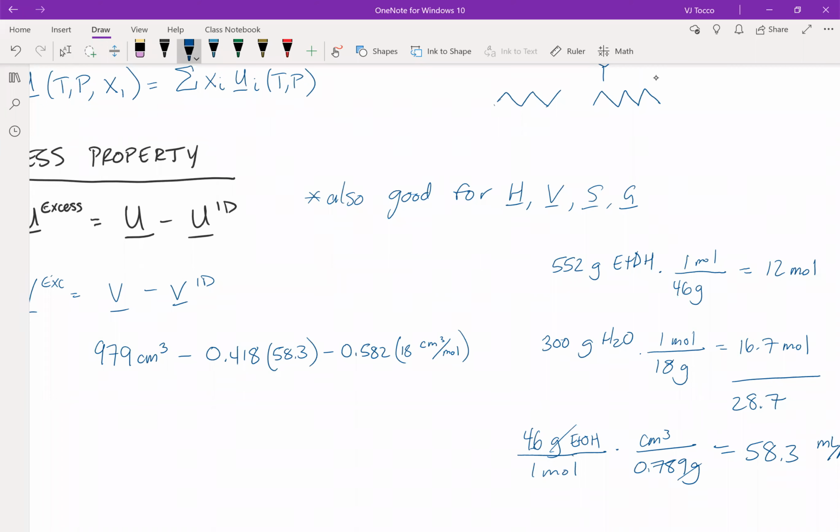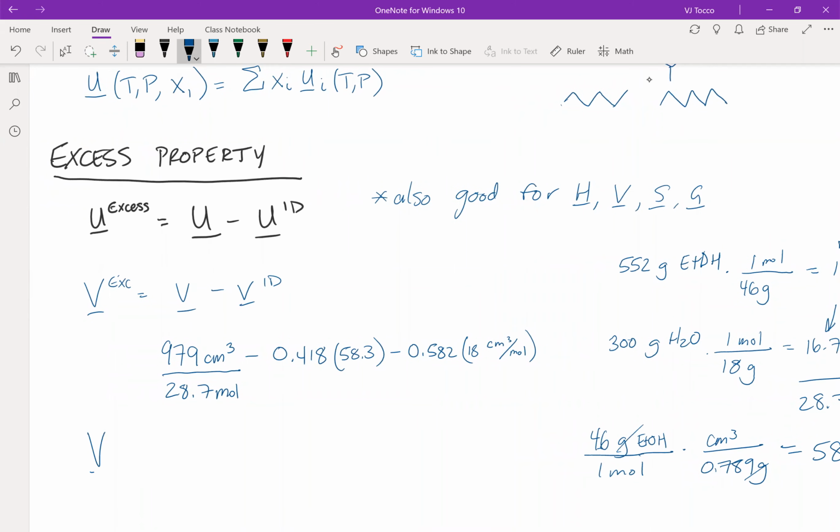I just noticed a tiny mistake here for V under bar. I don't need the volume, I need the molar volume. So I need to divide this by total moles. Remember, because I had 12 moles over here and 16.7 moles, my total moles is 28.7 moles, not centimeters cubed. So now I've got consistent units, and I can just calculate this. If I do this calculation, I end up with the excess molar volume, in this case negative 0.734 centimeters cubed per mole, which means that intuition was somewhat correct, right? It takes up less space when mixed.